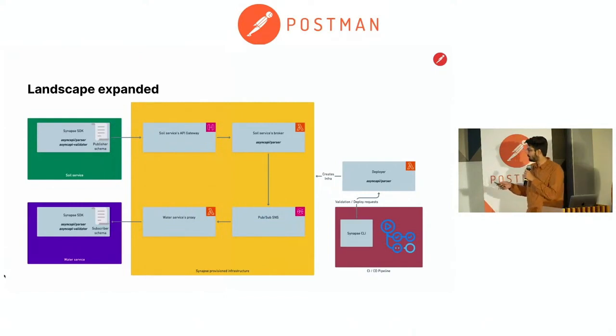So each service code along with its AsyncAPI is checked into GitHub, where we have the Synapse CLI for validating the schema. It also sends the schema to the deployer for creating the infrastructure that we see here, along with the help of the AsyncAPI parser.